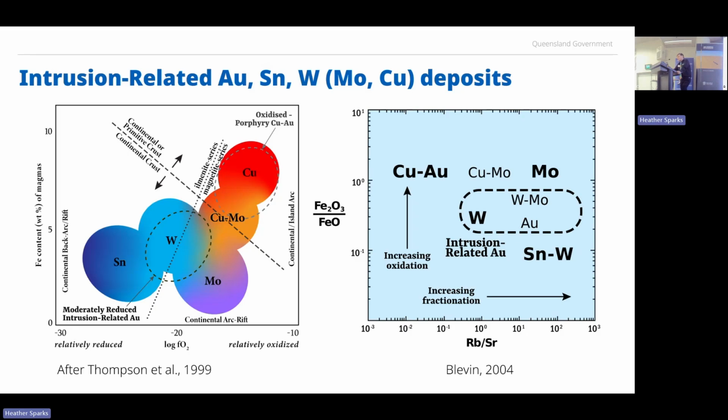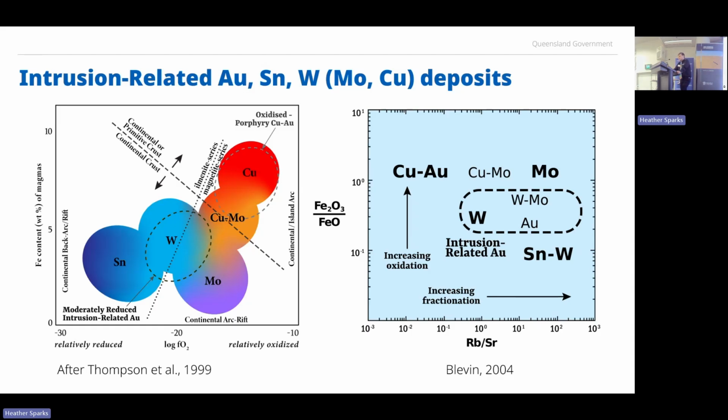And the diagram on the right is well known to most. It's just a reformulation of the same concepts in parameters which are easier to measure by geochemical characterization of granites. This was first introduced by Phil Blevin as part of the Mineral Resources project in the 1990s, and this version was published in 2004. It also identifies the field of compositions which are fertile for intrusion-related gold.